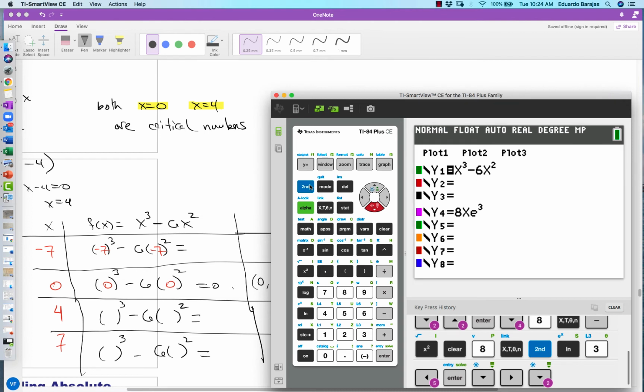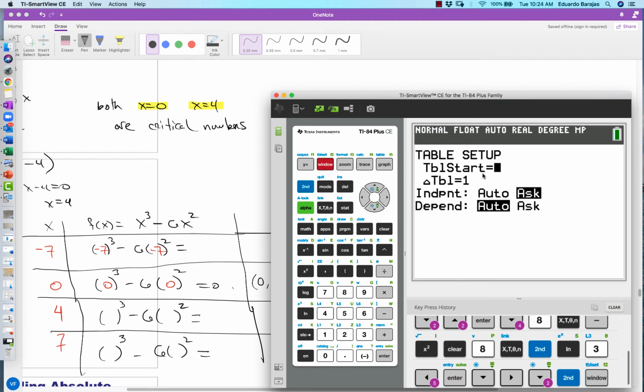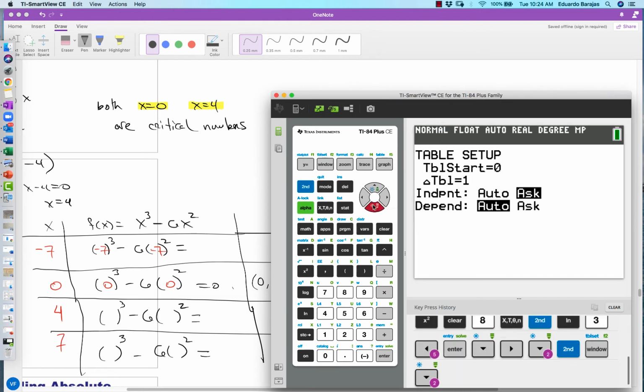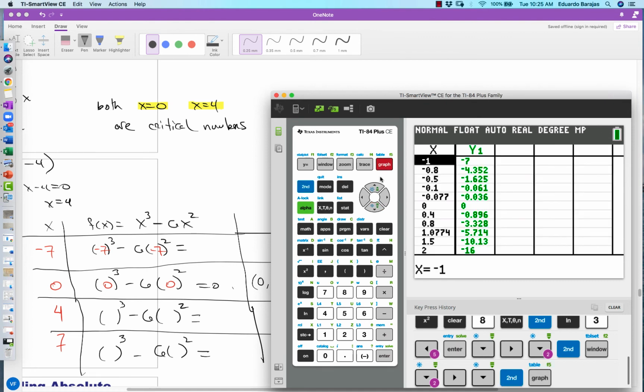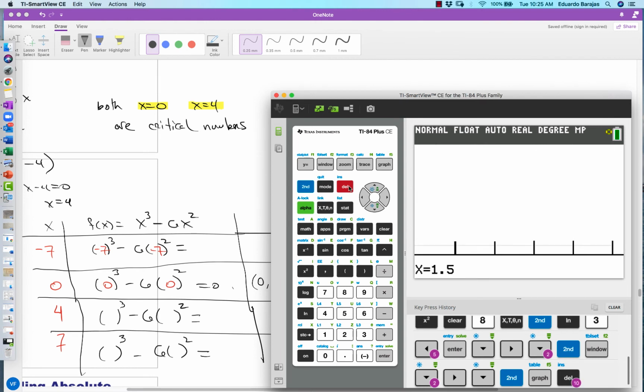Next, we want to go to table set, second shift table set. Make sure you put independent variable to ask and dependent variable to auto. These two don't matter. If they're not like that, use your arrows, go over there, select them, and make sure independent is under ask and dependent is under auto. Next, it says table, so second table. And whatever's on there, just hit delete, delete, delete to get rid of whatever's on there.